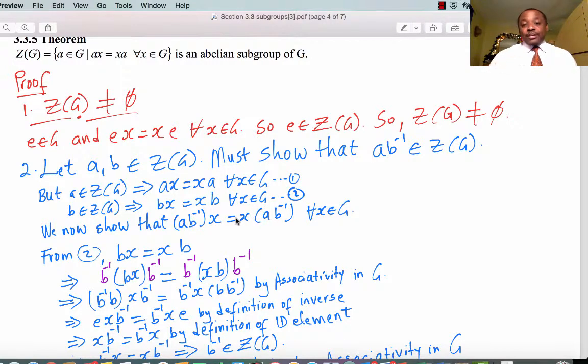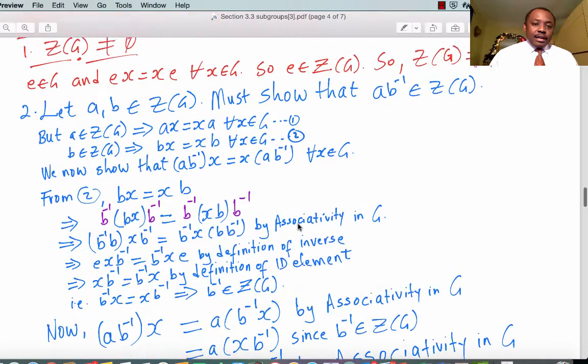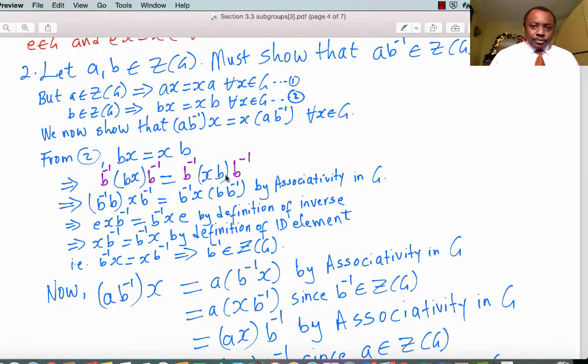Then we shall use that knowledge to prove that AB inverse X equals XAB inverse. Here is the procedure. From equation 2, BX equals XB. Now observe that ZG is a subset of G and G is a group. So A and B from ZG also means that A and B are from G, and because G is a group, both A and B have inverses.